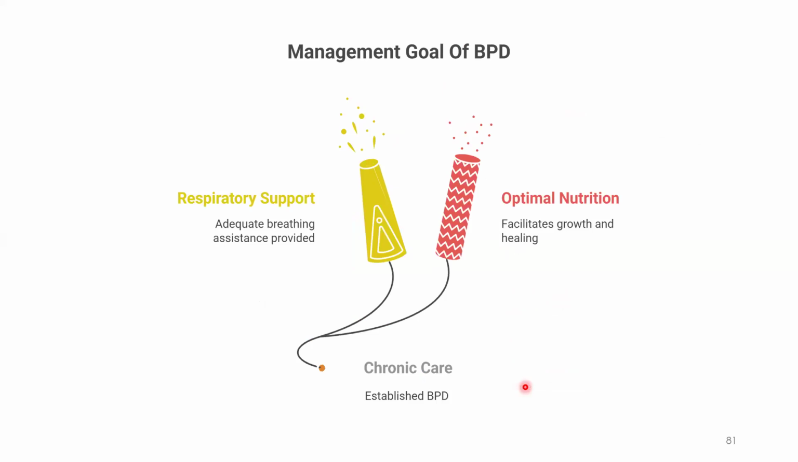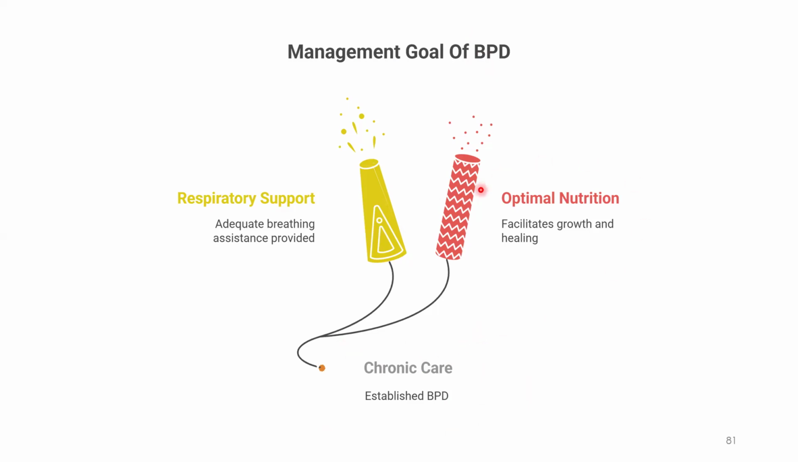So the management goal of severe BPD is not like the acute care model. The model is chronic care. Here you have to provide adequate support. It's not that you have to remove the support suddenly, as we usually do in RDS or in acute management of any baby. But in a baby with severe BPD, the management is always chronic. You have to provide support for a long period so that there is adequate lung growth.